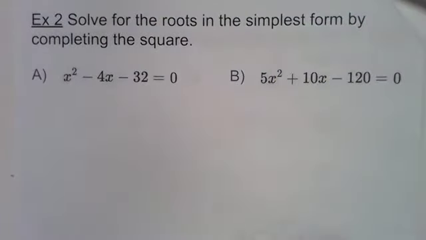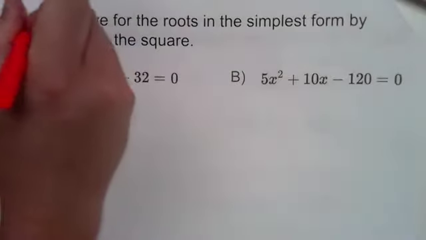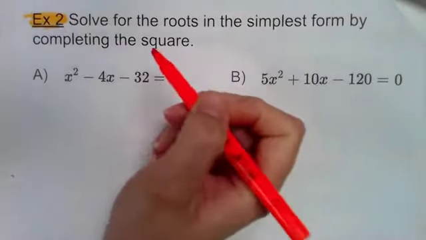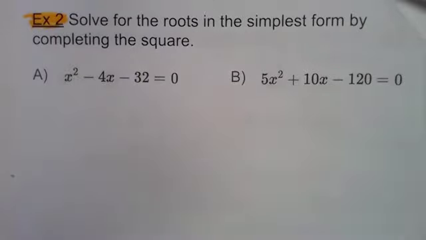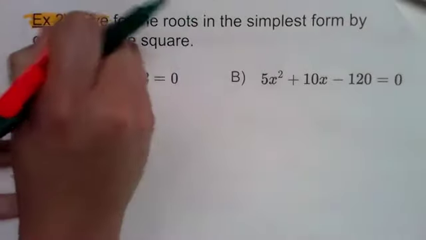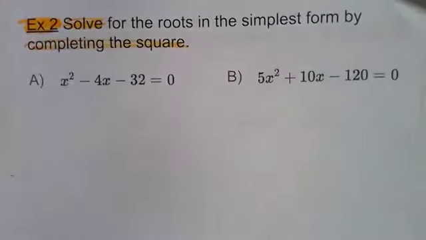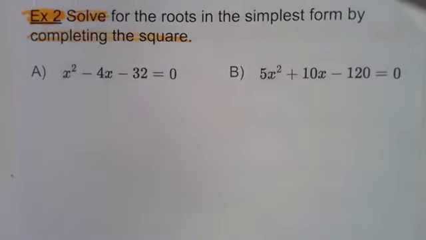Solve for the roots in simplest form by completing the square. This is the goal for today. Solve by completing the square. And this involves a lot of things that we've been doing. We learned about i's, so we're going to be using i's on occasion here when it's necessary. We have to be able to simplify radicals. And we are solving using the square root method and completing the square. It's a whole bunch of things combined.